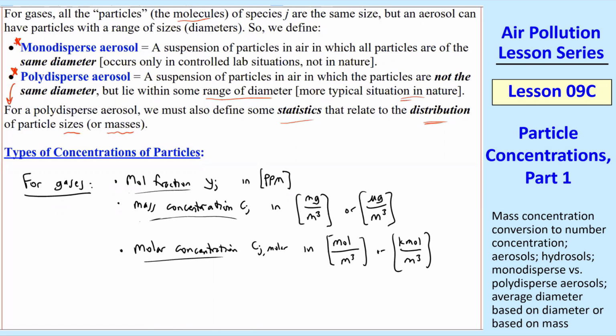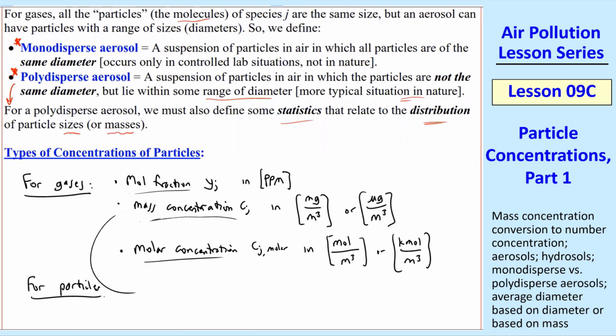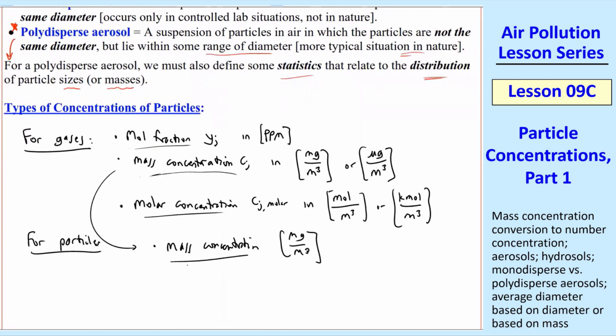Now, of these, if we're talking about particles, mass concentration is the only one of these that we will still use. It doesn't really make sense to talk about a mole fraction in ppm or even a molar concentration for particles. So we will use a mass concentration. Same units, typically milligram per meter cubed when we're talking about particles. So that's what our first concentration is for particles.